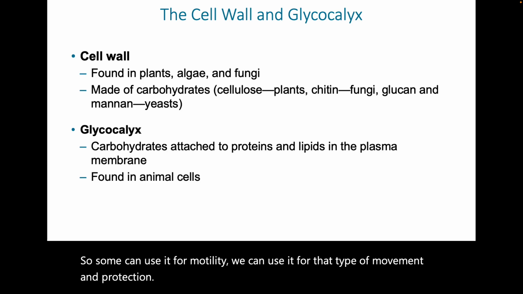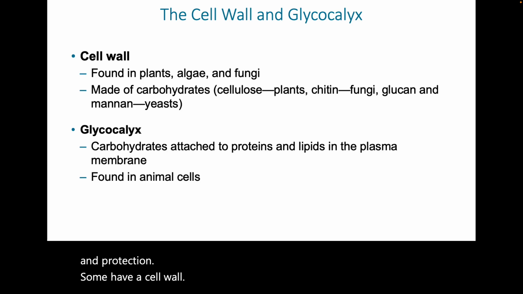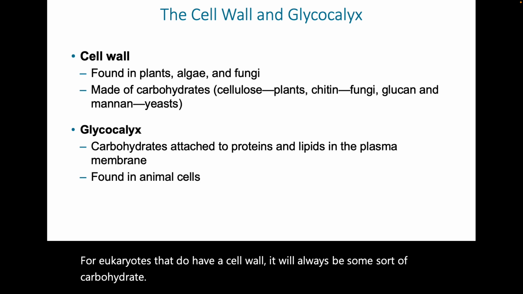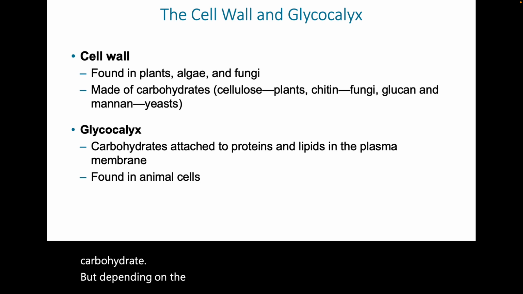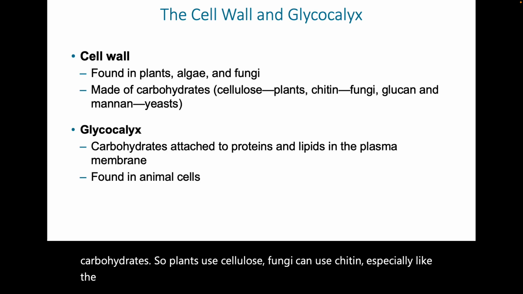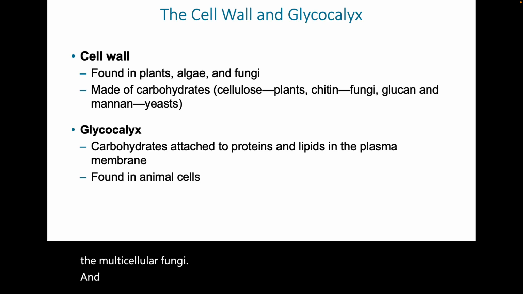Some have a cell wall. For eukaryotes that do have a cell wall, it will always be some sort of carbohydrate, but depending on the type of eukaryote, they may have different types of carbohydrates. So plants use cellulose, fungi can use chitin, especially the multicellular fungi, and then glucan and mannan are in the unicellular fungi, but they're all carbohydrates.